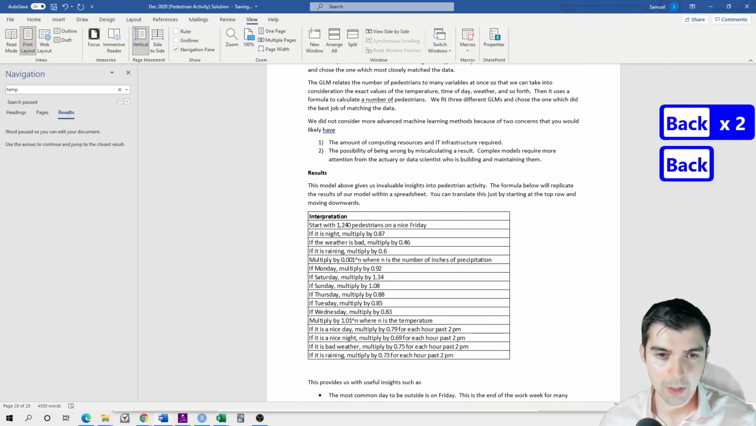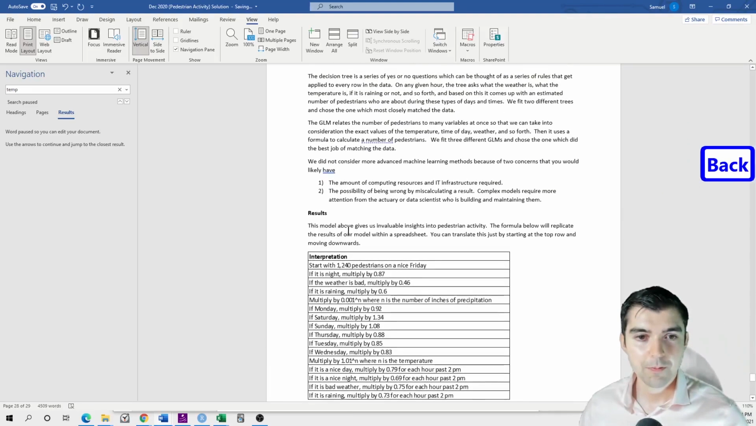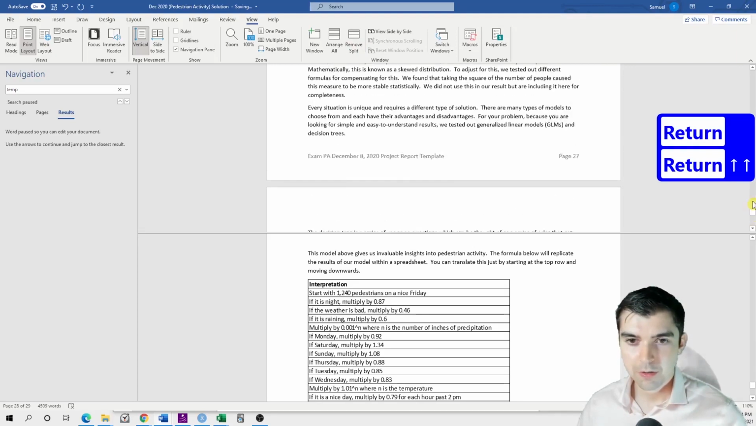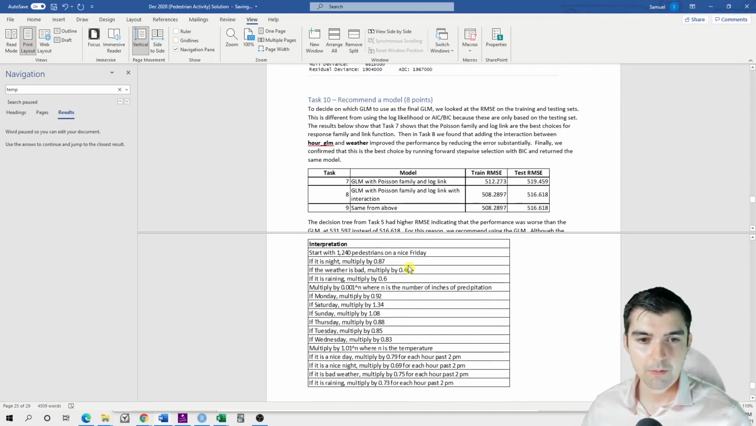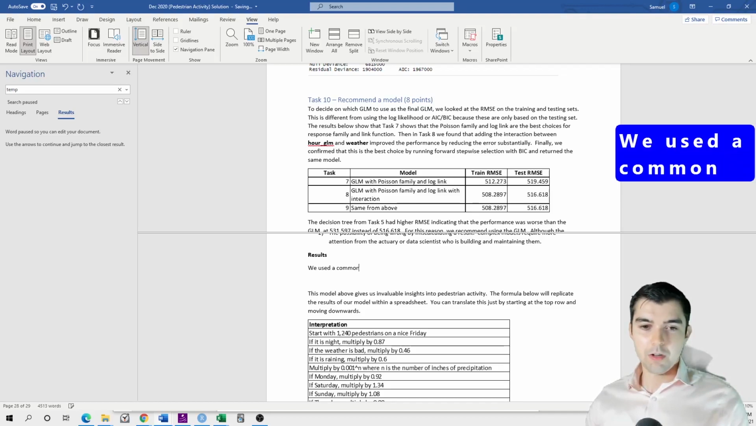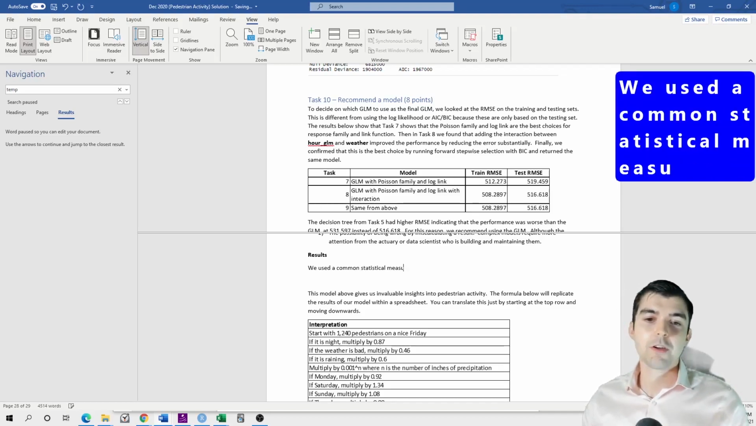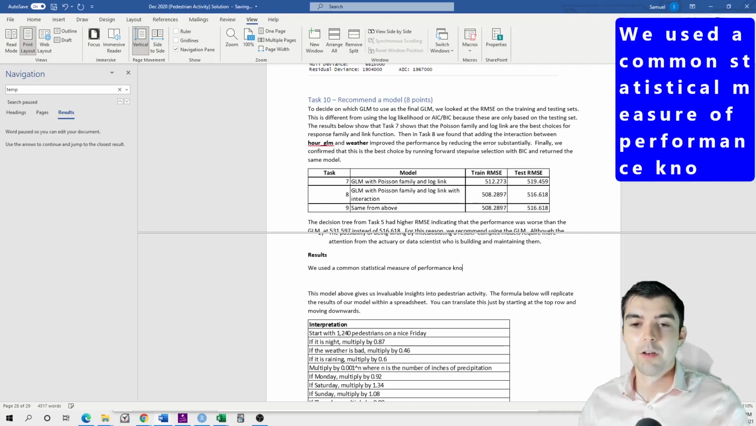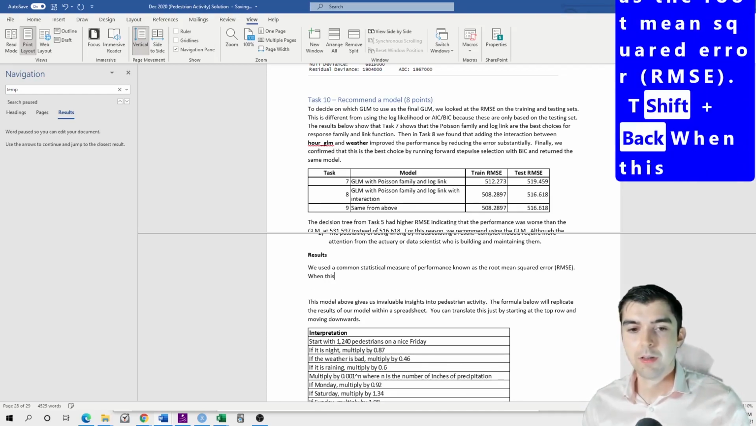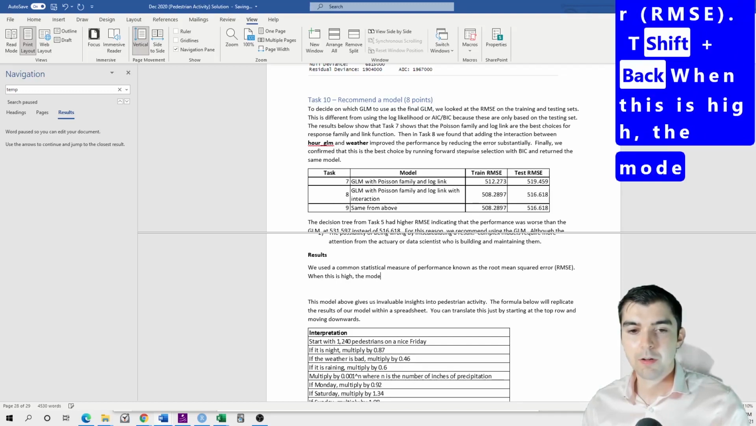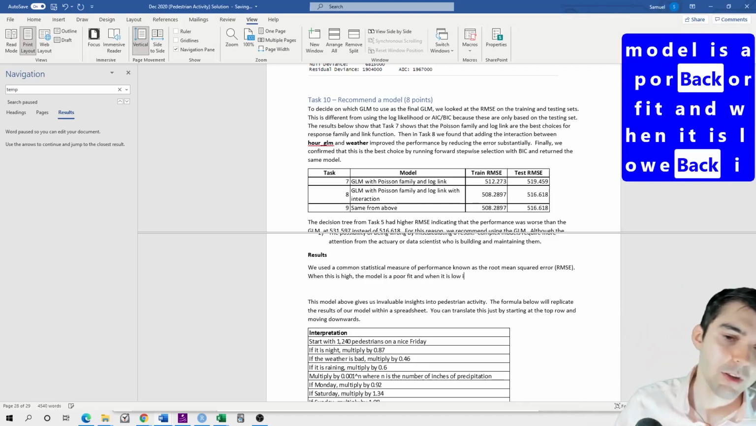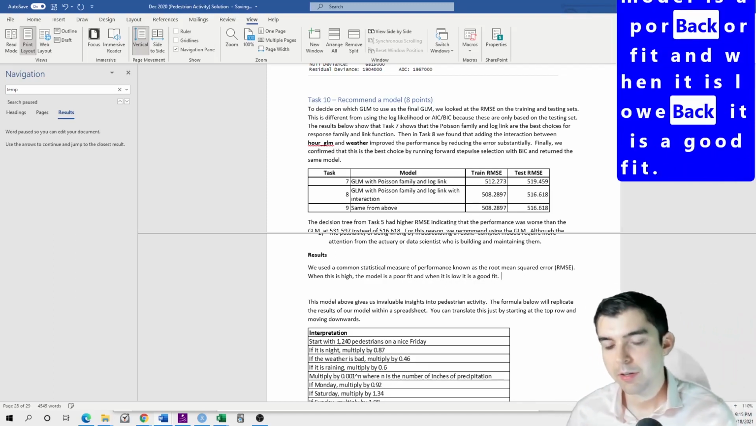So we should talk about how we arrived at this model. How did we measure performance? So we're going to go back up to the section where we do that. So we were looking at the RMSE. So we used a common statistical measure of performance known as the root mean squared error. When this is high, the model is a poor fit, and when it is low, it is a good fit.